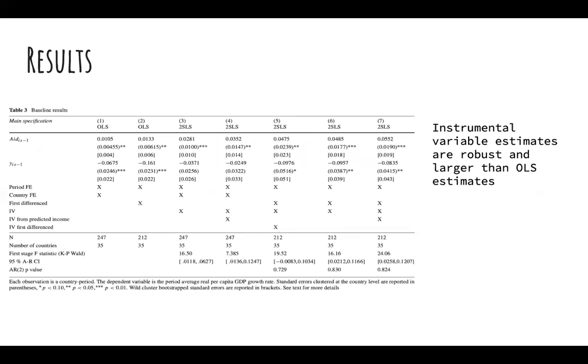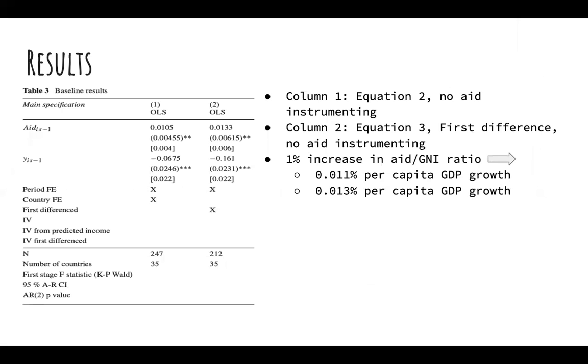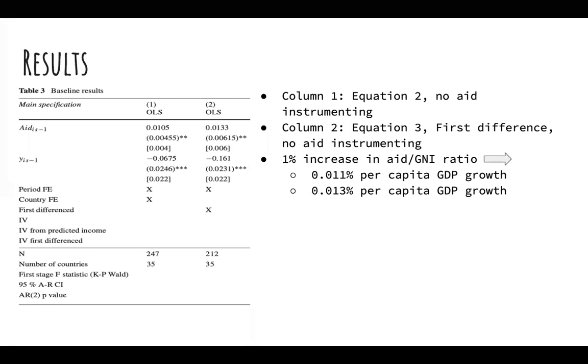Okay, so in the results section, both OLS and instrumental variables estimates were presented, and notably, instrumental variable estimates are robust and larger than OLS ones. In columns 1 and 2, OLS estimates are calculated without aid instrumenting. So a 1% increase in the aid to GNI ratio leads to a 0.011 percentage increase in per capita GDP growth, as can be seen in column 1, and to a 0.013 percentage increase in per capita GDP growth in column 2.